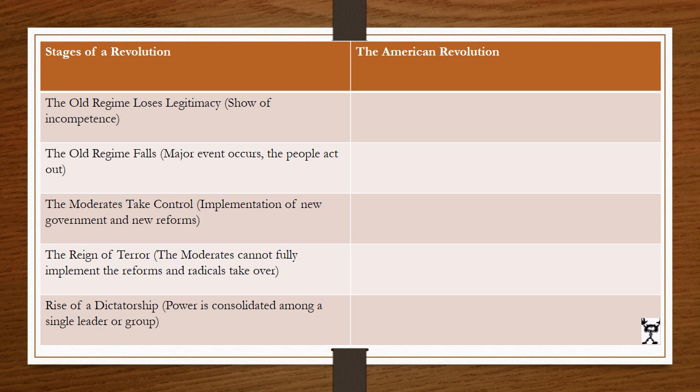On the left, you have the old regime losing legitimacy, the fall of the old regime, the moderates taking control, the reign of terror, and the rise of dictatorships. Now, as we go through this presentation and then also the revolution as a whole, I want you to try and keep note on how the American Revolution fit these stages.